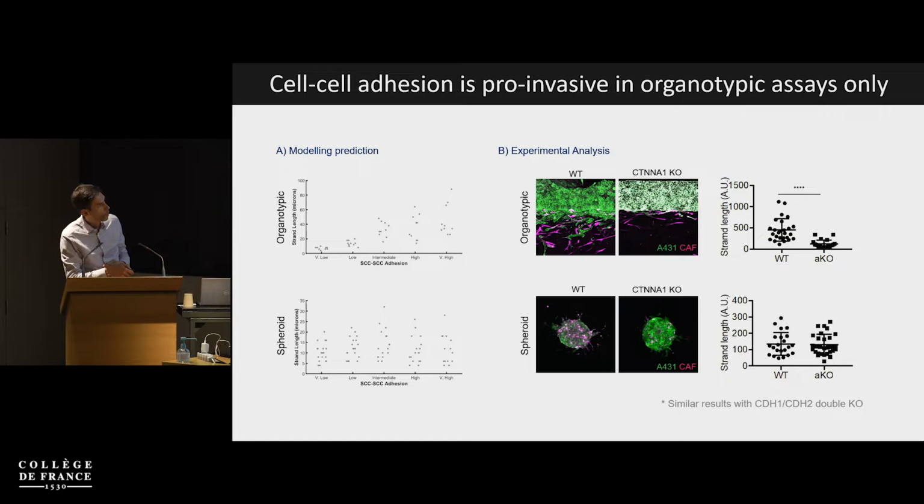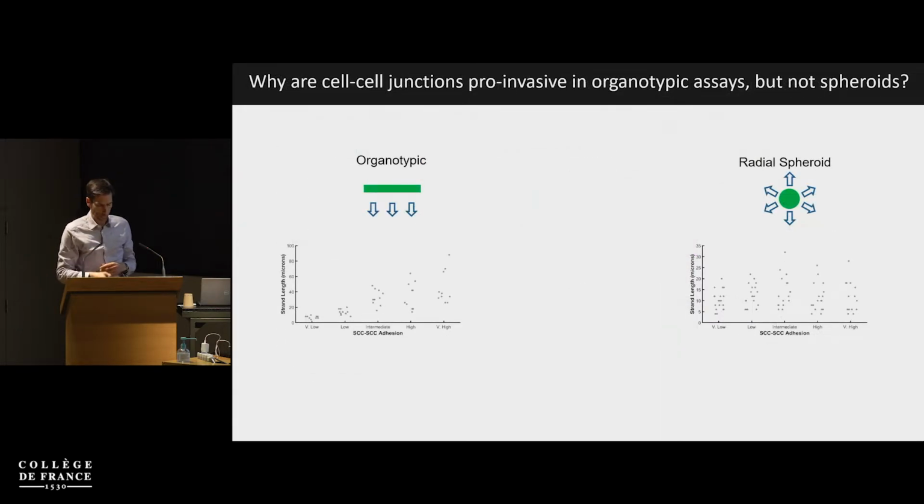You can hopefully just see that you get the same extent of invasion out here as you do when we've knocked down alpha-catenin here, again quantified. So this suggests to us that cell-cell adhesion per se is not important for the cells to be able to invade, but there's some sort of context-dependent role for it. And what might that context-dependent role be?